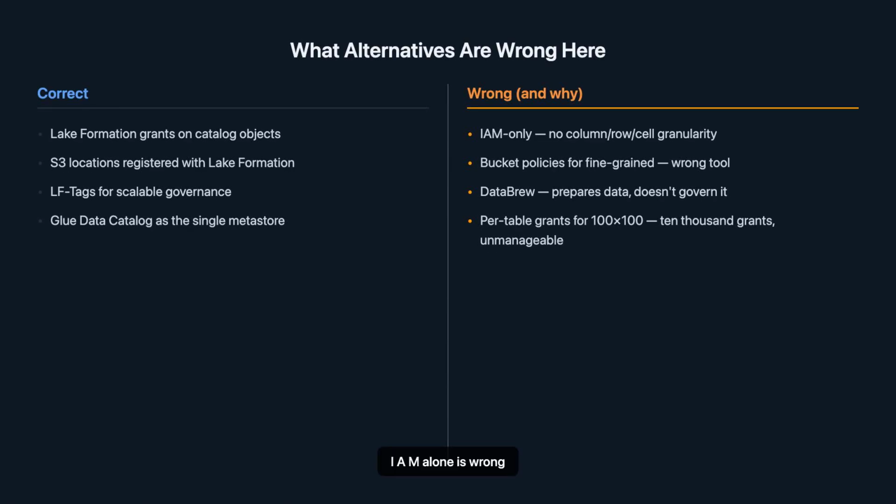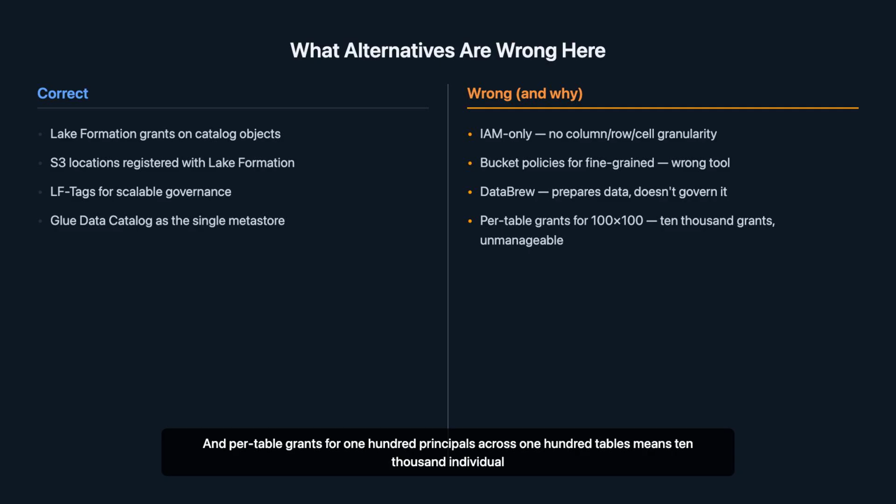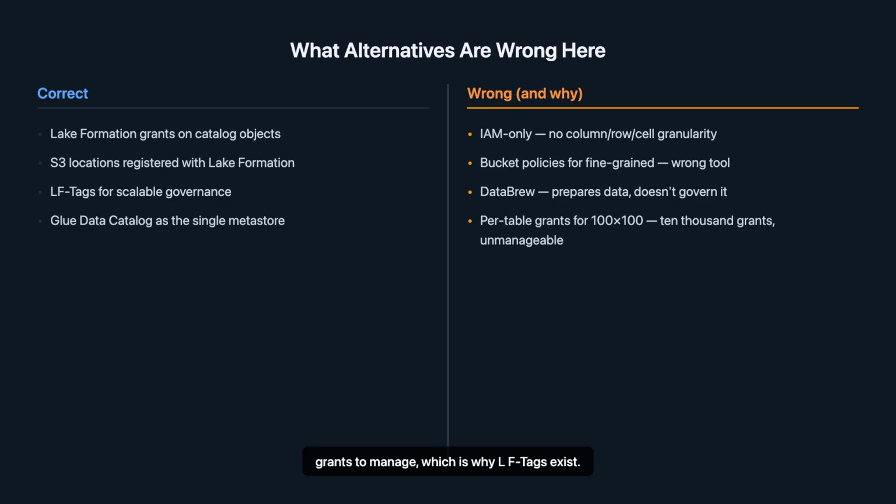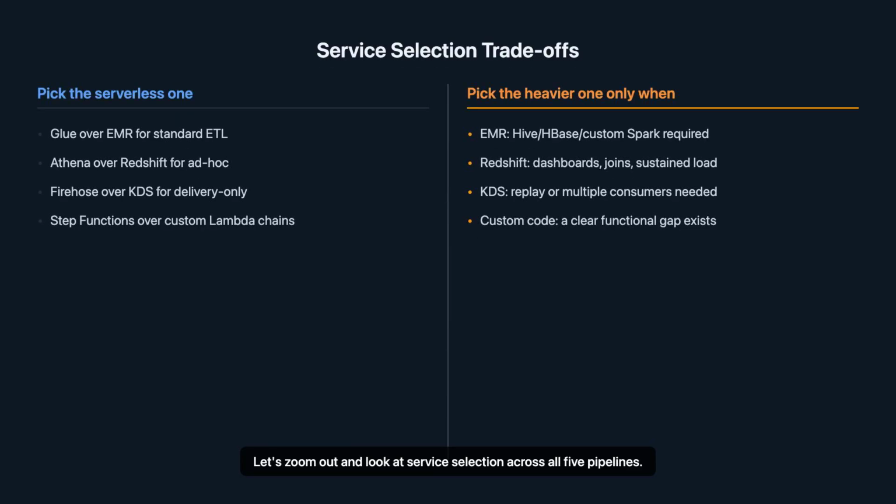And the wrong answers. IAM alone is wrong because IAM policies operate on objects and prefixes. They can't grant access to specific columns or rows within a table. Bucket policies for fine-grained access are the wrong tool entirely. DataBrew is a common distractor here. It prepares data, it does not govern it. And per-table grants for 100 principals across 100 tables means 10,000 individual grants to manage, which is why LF tags exist. Let's zoom out and look at service selection across all 5 pipelines.